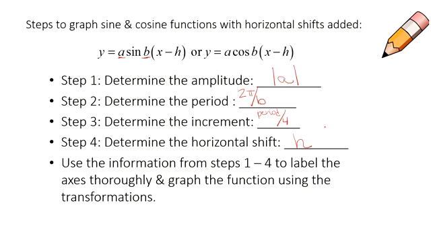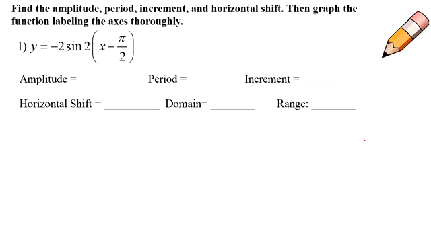Now, remember, this is going to be opposite of what you think. So, negative inside is going to move you right. Positive inside, that's going to move you left. Okay, so it is going to be opposite of what you think. Then you're going to use this information to label and graph using this transformation. Let's take a look at a couple examples here.